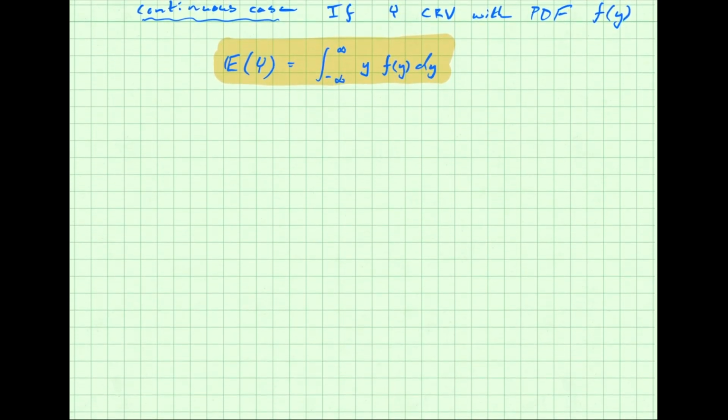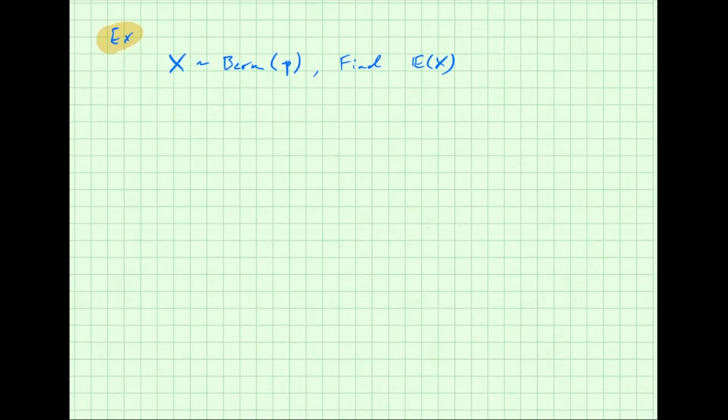Okay, now let's go to some examples. In this example, suppose you have a discrete random variable X, and it's Bernoulli distributed with probability of success p. I just want to find the expected value. That's pretty straightforward. It's a really simple process. In fact, it's so simple it almost gets a little confusing.